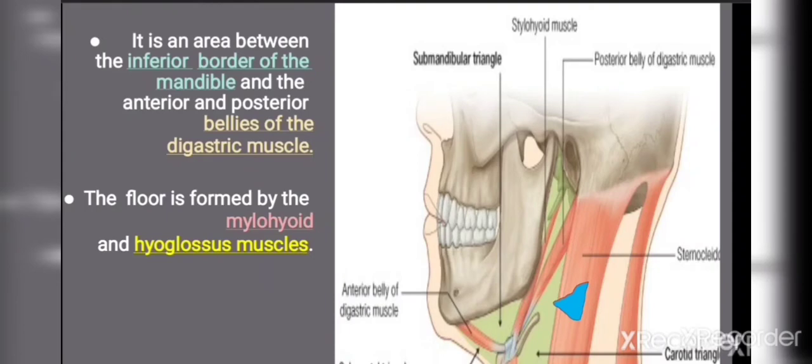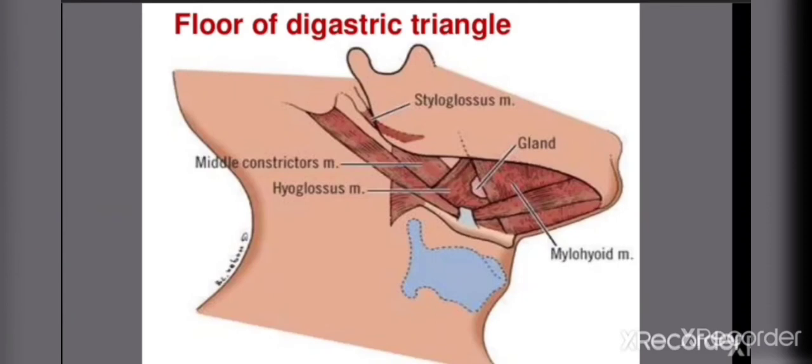Then the floor of this triangle is made up of the mylohyoid and the hyoglossus muscles. Here we can see the floor, this is the mylohyoid on the anterior side, and posteriorly we have the hyoglossus muscle. These muscles are forming the floor.